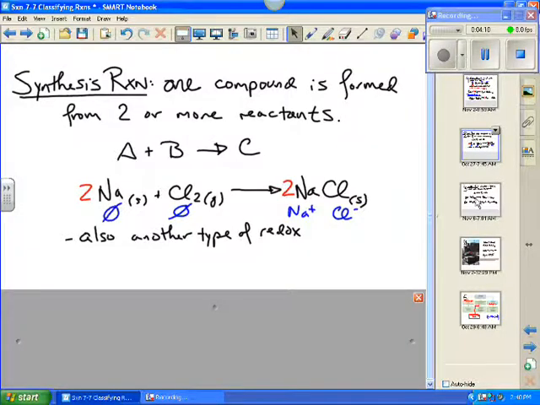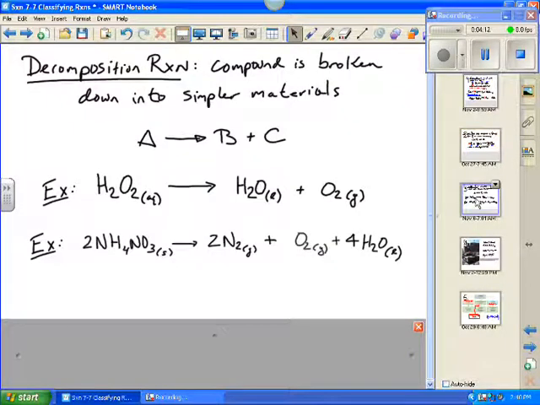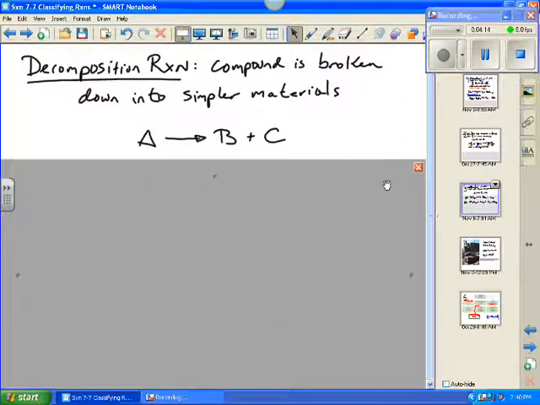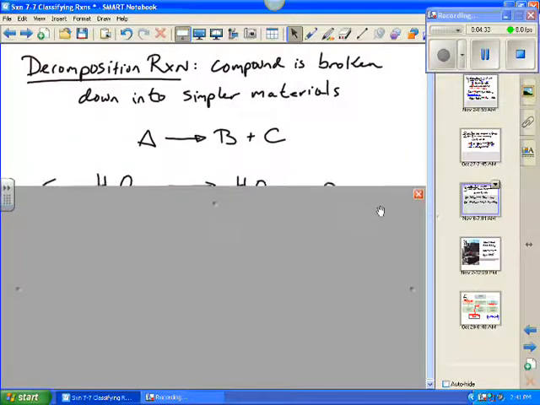Now the final type of reaction category that we should talk about is a decomposition reaction. And a decomposition reaction sounds like what it is. A compound is decomposed into simpler materials. So you have algebraically A, some compound, breaks down into B and C, 2 new and different materials.